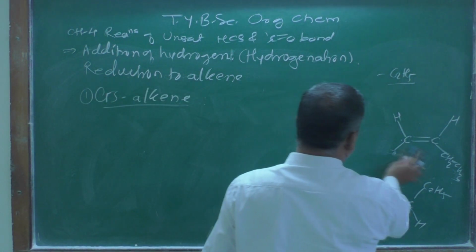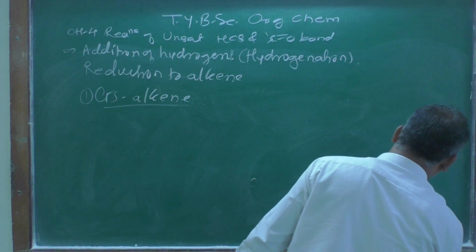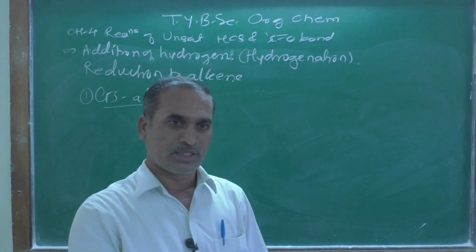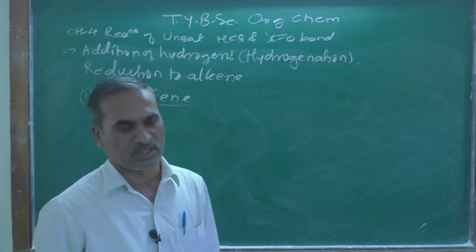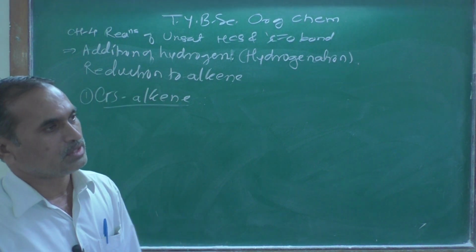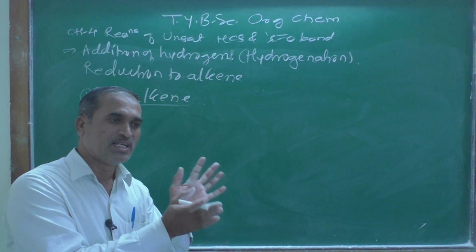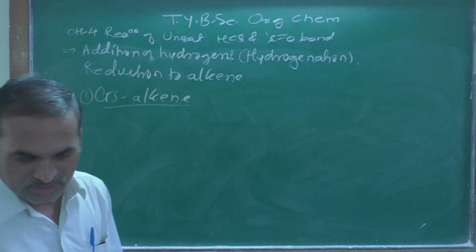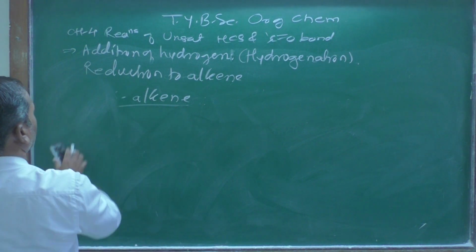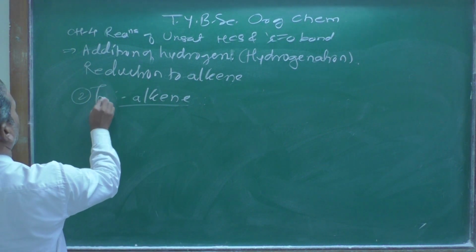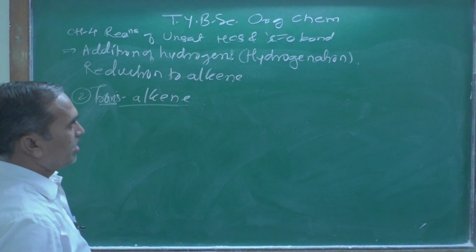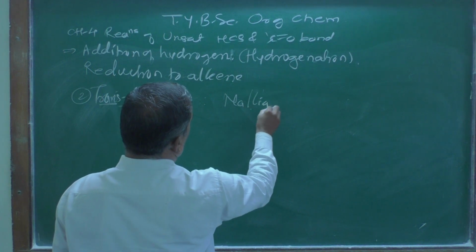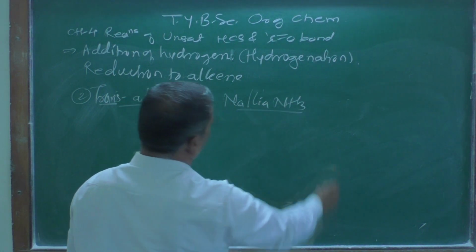Now next one, suppose we have a non-terminal alkyne. The non-terminal alkyne is again treated with a special reagent, sodium in the presence of ammonia, and it gives exactly the opposite of the Lindlar catalyst. So here the second one is a trans-alkene, and the reagent normally employed is sodium in the presence of liquid ammonia.